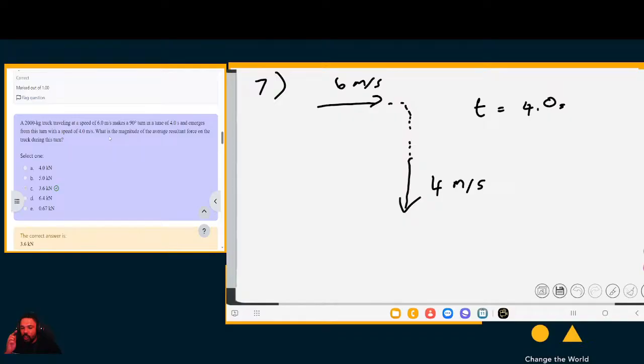What is the magnitude of the average resultant force? Now you can't find instantaneous force because it is constantly shifting, but you can find the average resultant force. And for that, you can work out the impulse. So let's try and find the average force.